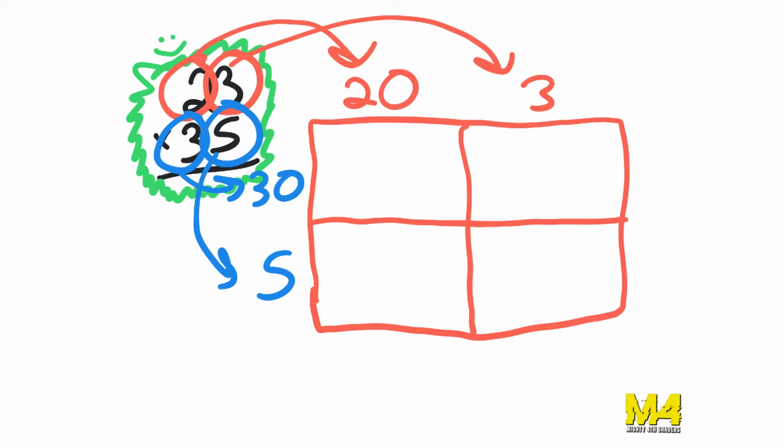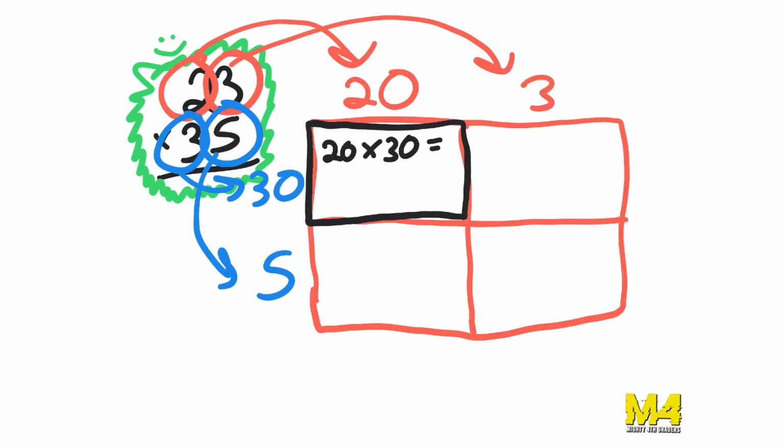The very first thing I'm going to do is go into this box right here, and that is going to be 20 times 30. Now, as we talked about before, you can take those zeros away, and 2 times 3 is going to be 6. But I had 2 zeros that I took away, so I need to add those back on again, because I'm saying 20 times 30 is 600.